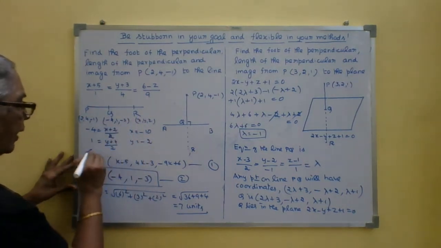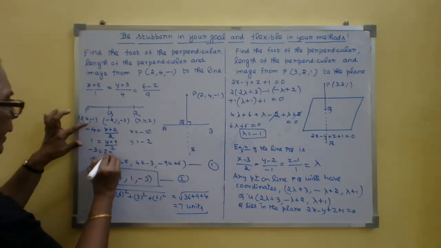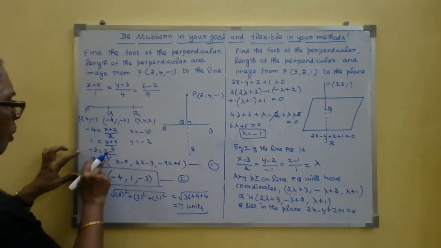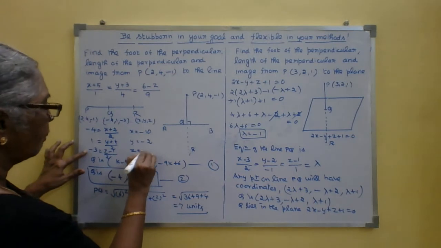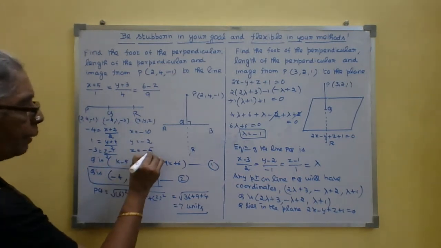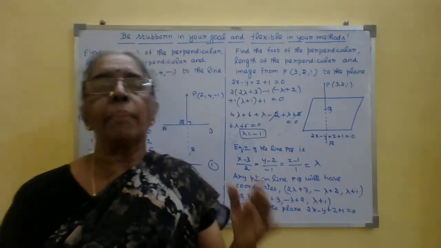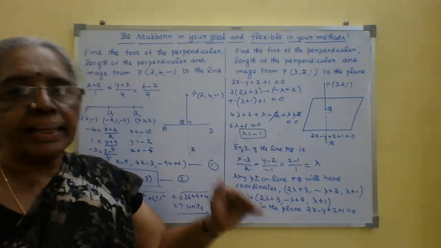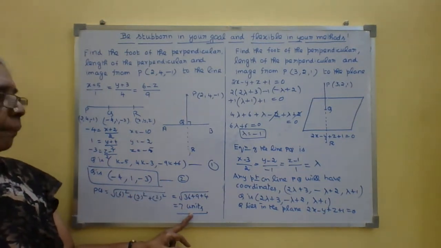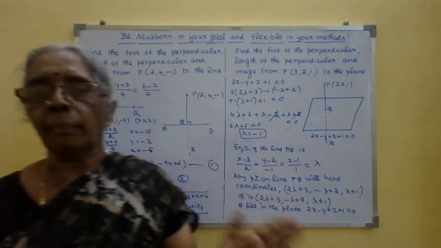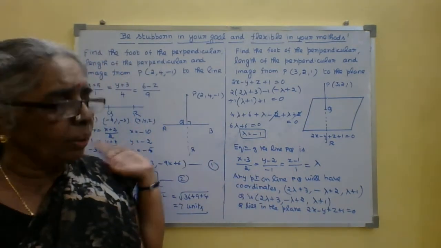Then for z I will get minus 3 is equal to (z minus 1) by 2. So z minus 1 is minus 6. So my z will be minus 5. So now my image will be minus 10, minus 2, minus 5. So we have got all the three answers. You have found the foot of the perpendicular, you found the length of the perpendicular, and then you have found the image also. You give the image also in the Cartesian coordinate form. So now this is over.